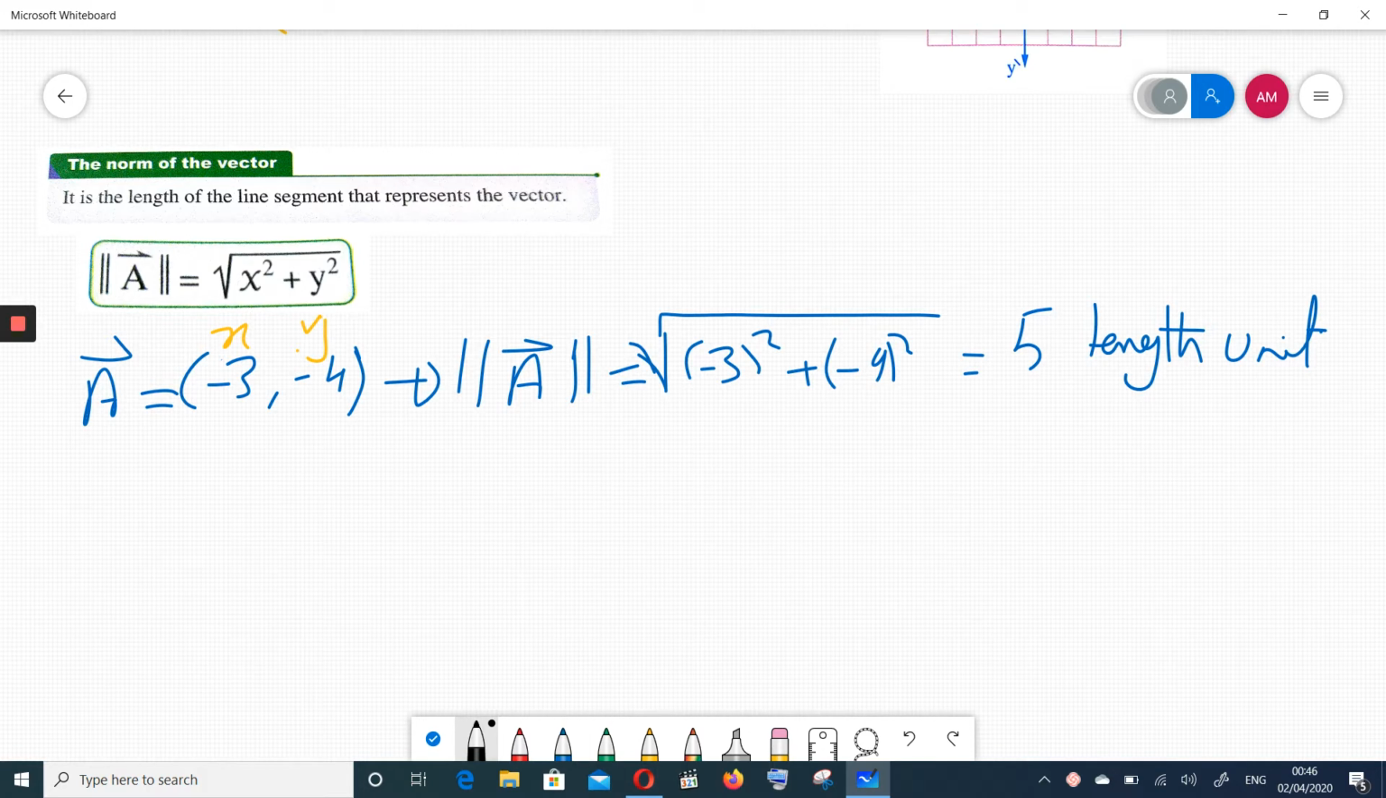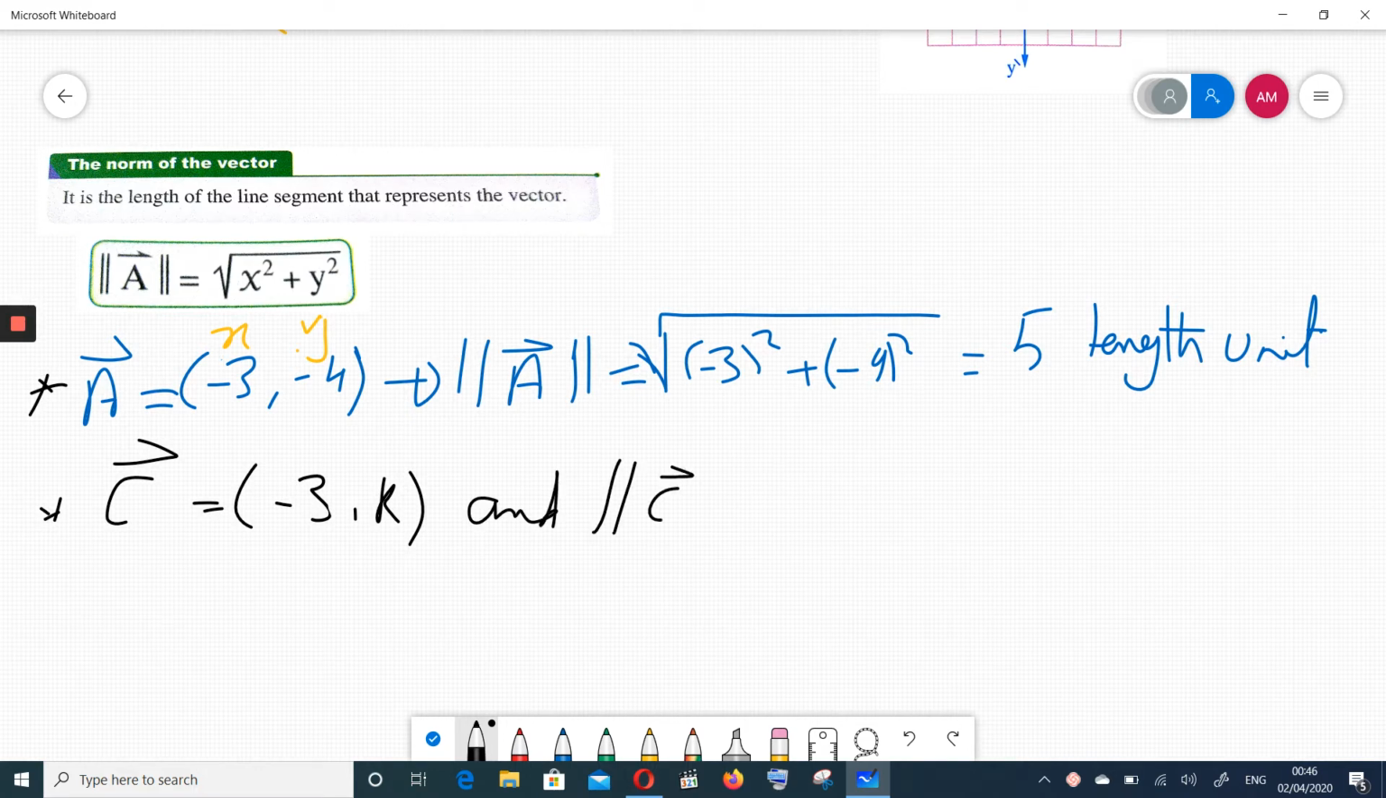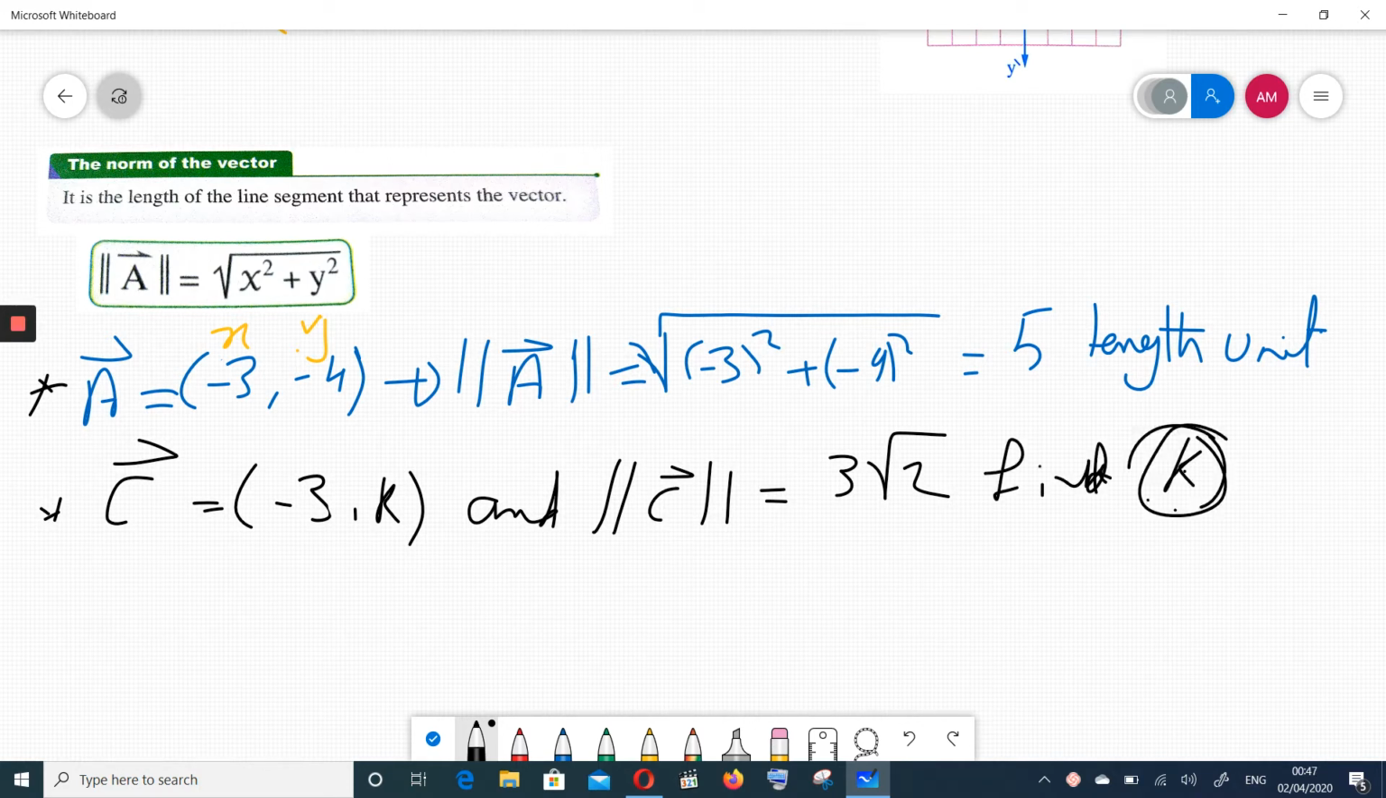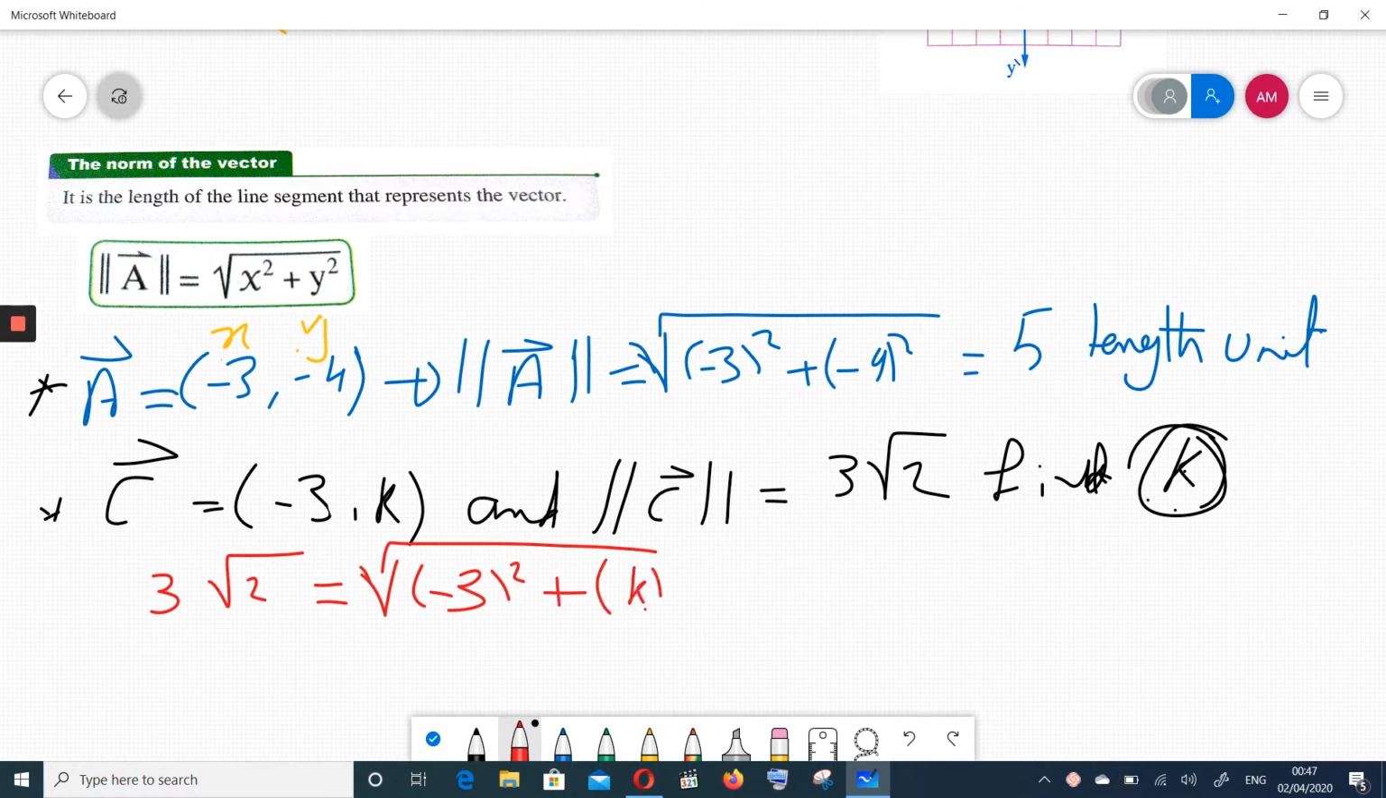What about if we have another example? If vector C is (-3, k), and the norm of vector C equals 3 square root of 2, now find the value of k. By the rule, the norm of vector C, whose value is 3 square root of 2, is going to be the square root of (-3) power 2 plus k power 2. To cancel this square root, that means we are going to raise both sides to power 2.